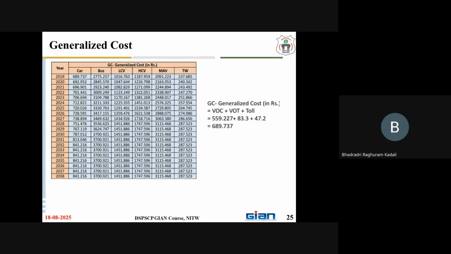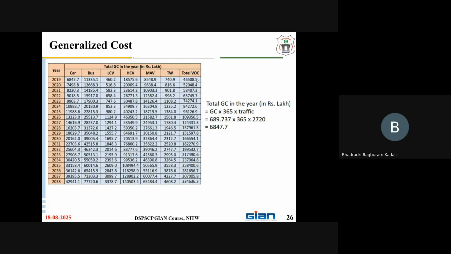Okay. Once you have this value, we have the generalized cost in a year. The same way we have seen, it is just for the year. So we need to multiply with respect to the total number of days, accumulating values for each category of traffic. We have the total value as 689, which is multiplied by 365 with respect to the total traffic estimated. Then you will get 6847.7.